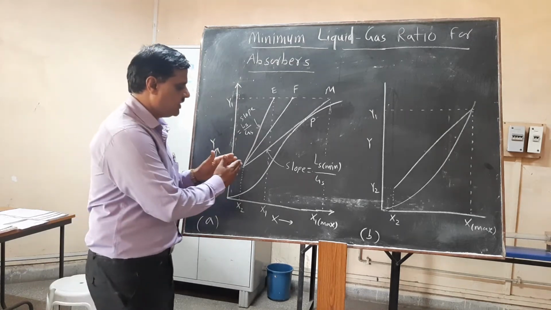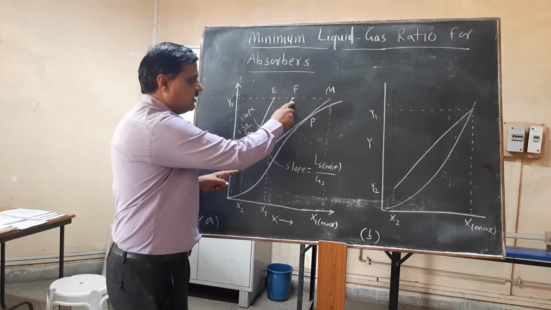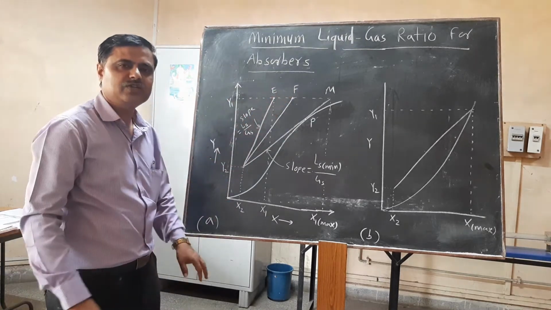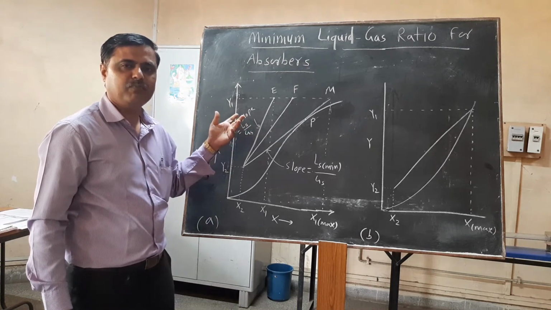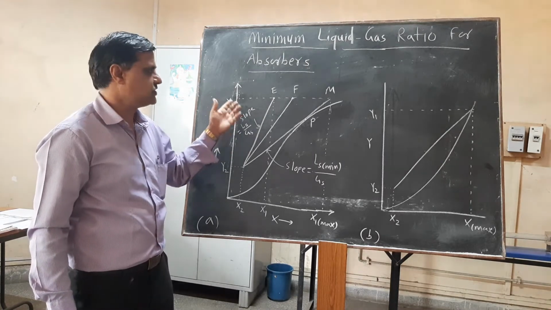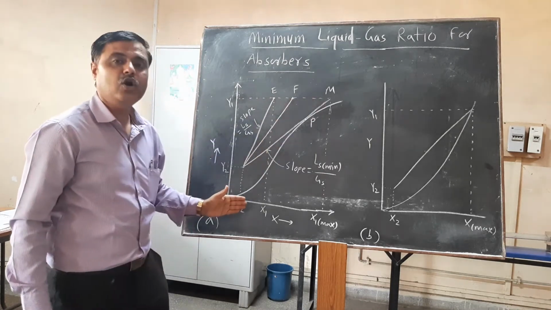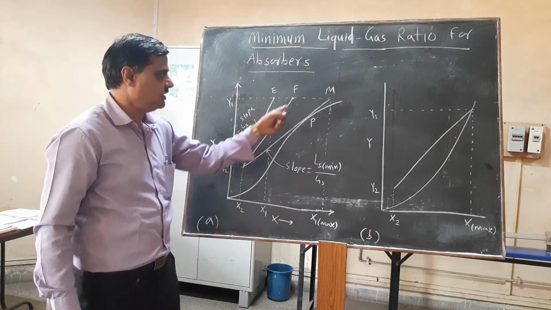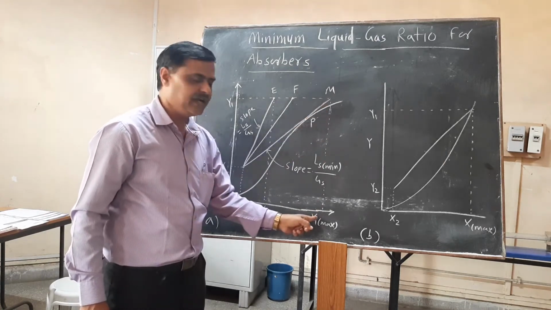Now we move to the right side. Instead of this operating line, suppose this is the operating line, ending at the point F, where y1 is constant. Y1 is the ratio of moles of the diffusing component to the non-diffusing component in the gaseous phase. This is constant, y1 is throughout constant, but the value of x1 is going to change. This is the value of x1 from the point M.